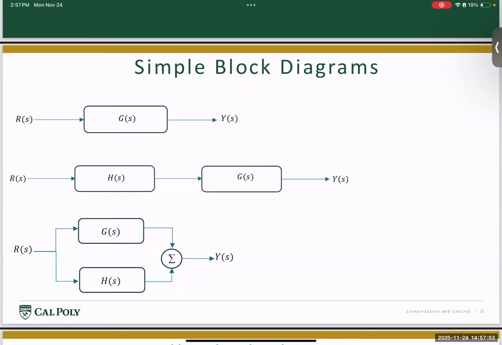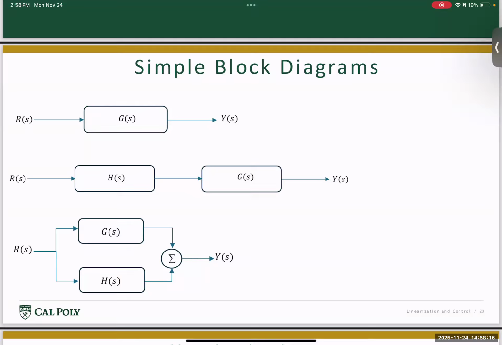Or, in other words, what we're trying to do here is represent the entire system's dynamics, which includes specific dynamics of each of its components, and combine them into one single transfer function. All right. Or in other words, we're going to look at how we can represent the system in terms of blocks and how we can simplify these blocks.